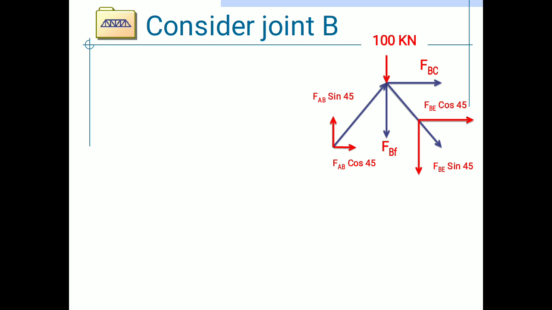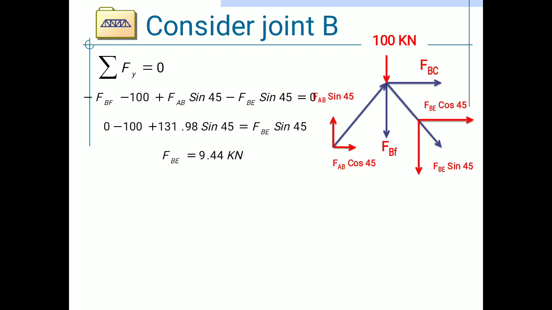Now consider joint B. At joint B, four members are connected: FBC, FBE, FBF and FAB. By resolving the inclined forces in horizontal as well as vertical directions, and with a 100 kN force applied in the downward direction at joint B, first applying summation Fy is equal to 0. The vertical forces at this joint are four, so the summation is FBF minus 100 plus FAB sin 45 minus FBE sin 45 is equal to 0. By solving this equation, we get FBE as 9.44 kN.